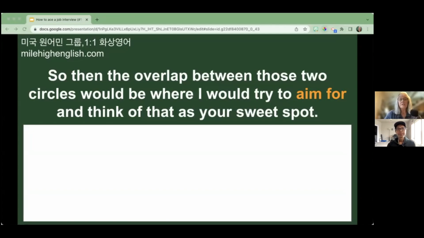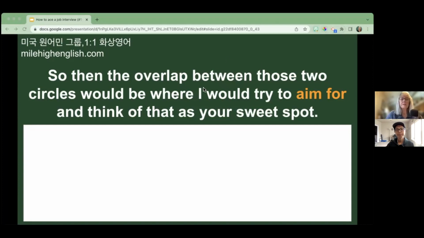This is kind of a long sentence from the job interview video, and we're going to actually look at two different expressions in this. So let me read it for you to get us started. So then the overlap between those two circles would be where I would try to aim for and think of that as your sweet spot. And in this sentence, when she talks about the overlap between the circles, that's, if you remember, from the Venn diagram where two circles have this overlapping area.